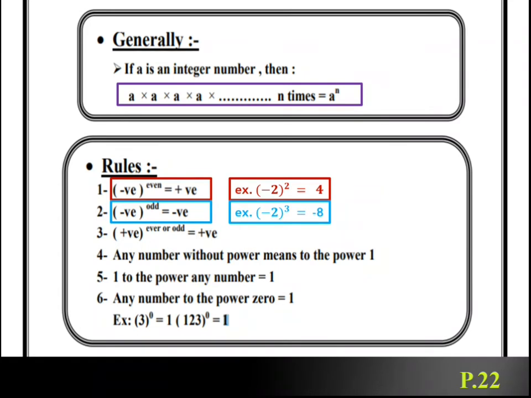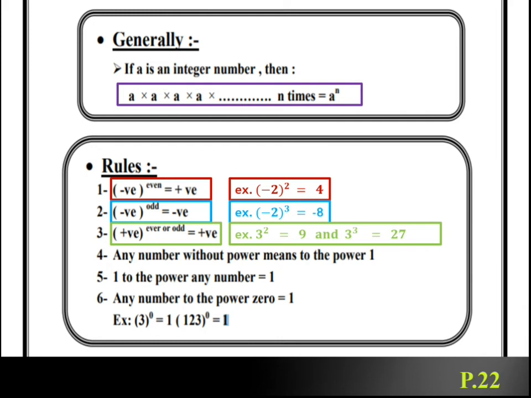Number 3, if I have a positive number with an even or odd power, the answer will be positive. For example, if I have 3 power 2, here my power is an even number, so my answer must be positive. It will be 9. And also, if I have 3 power 3, the base is positive and the power is odd, so the answer will also be positive, 27.